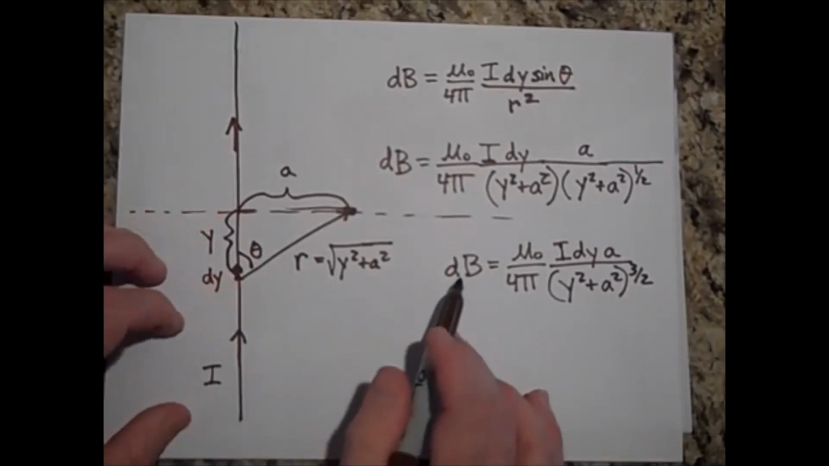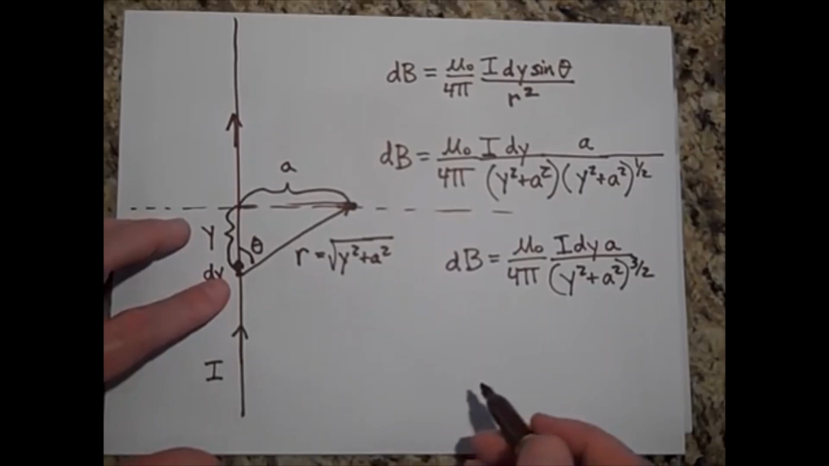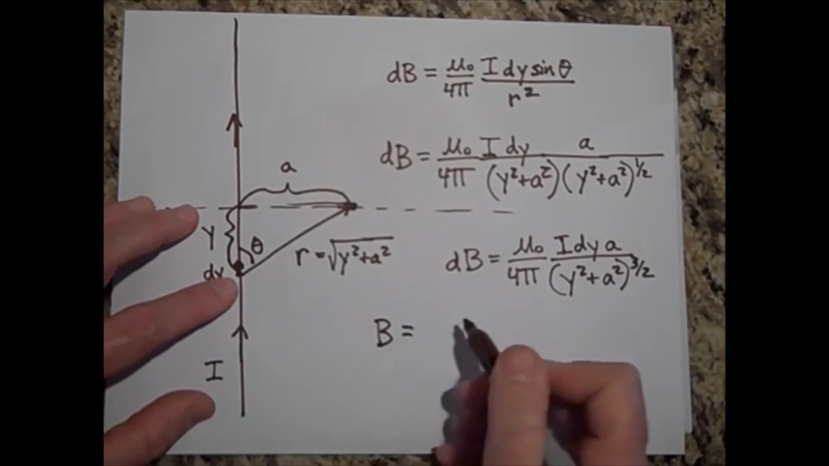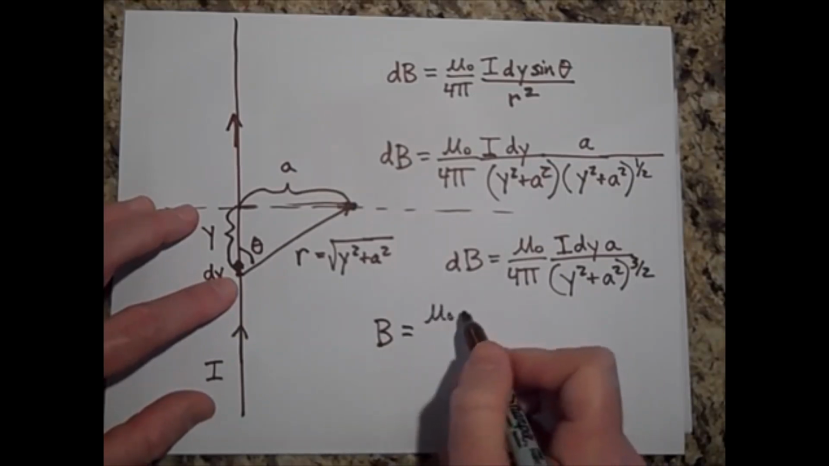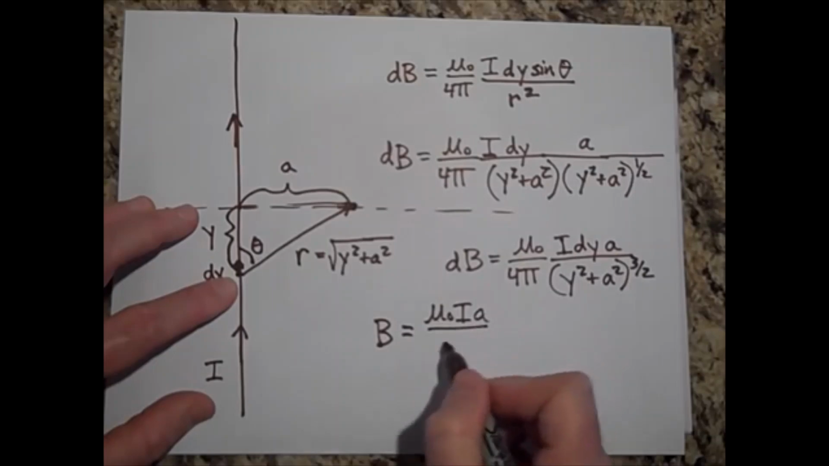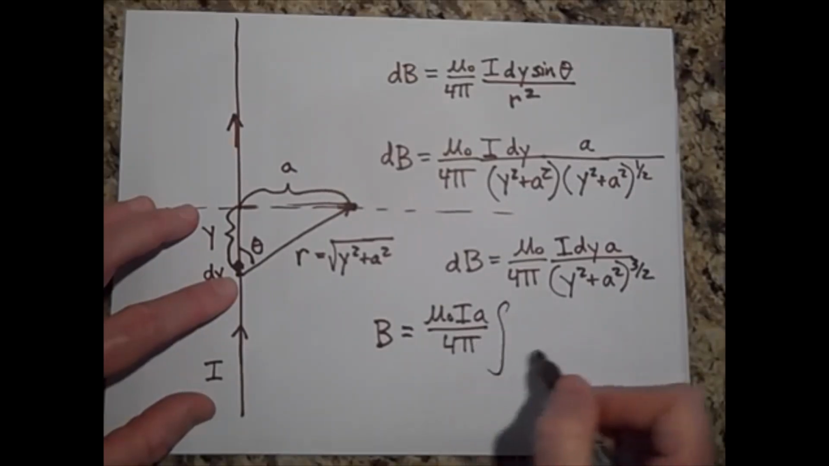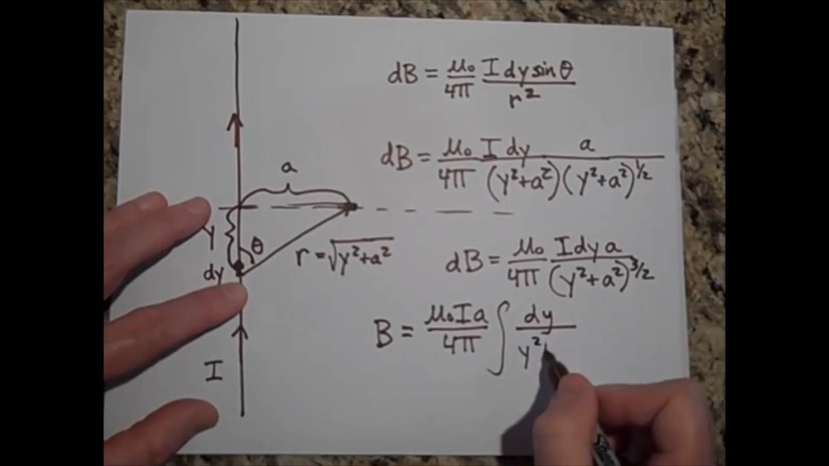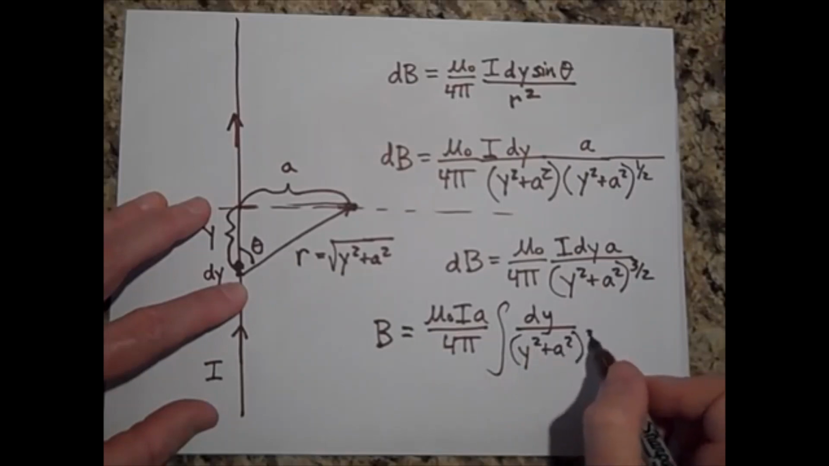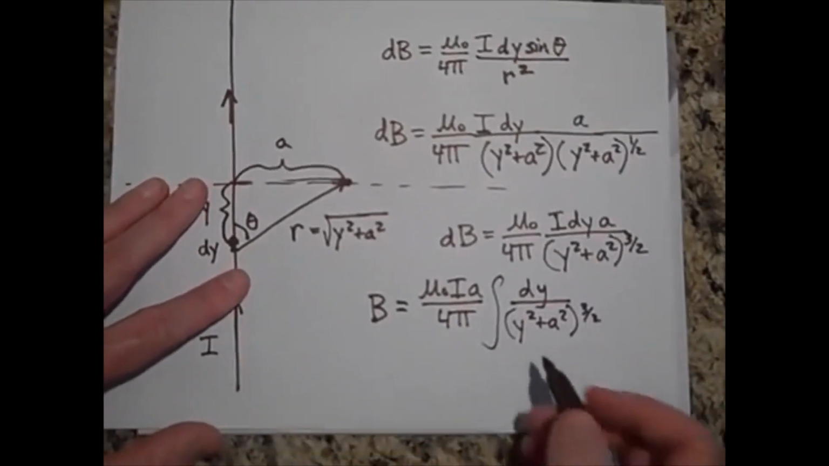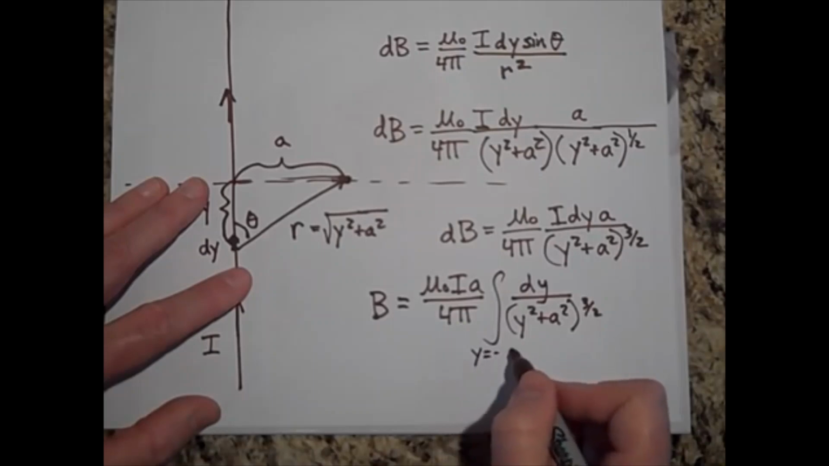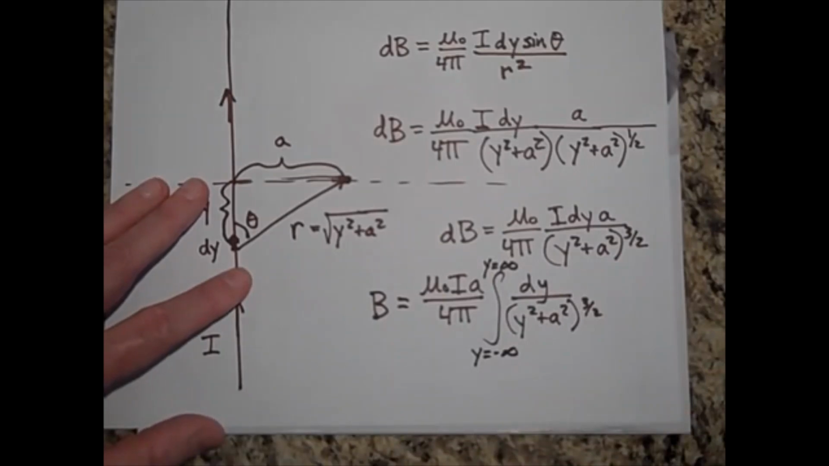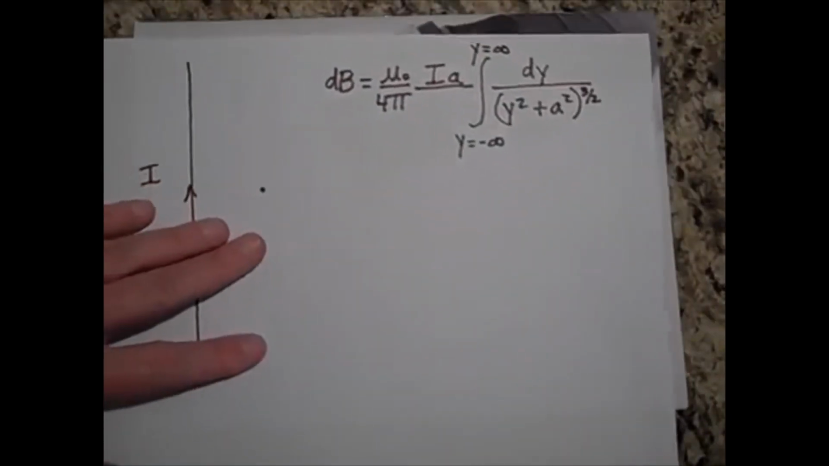Now I don't want just the field due to this current element. To get the field due to all of them, I'm going to sum up with an integral. I'm going to pull out all the constants, mu naught I a over 4 pi, and sum up dy over y squared plus a squared to the 3/2 power, starting at y equals negative infinity and not stopping until y equals infinity.